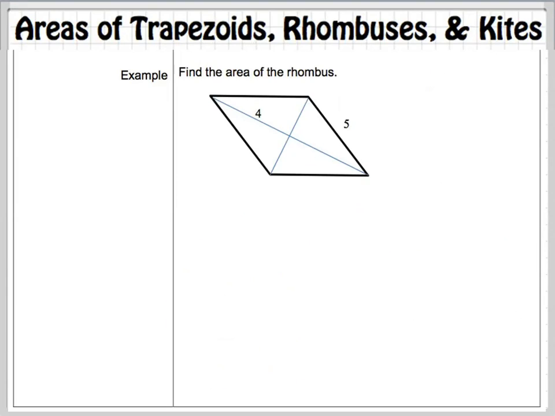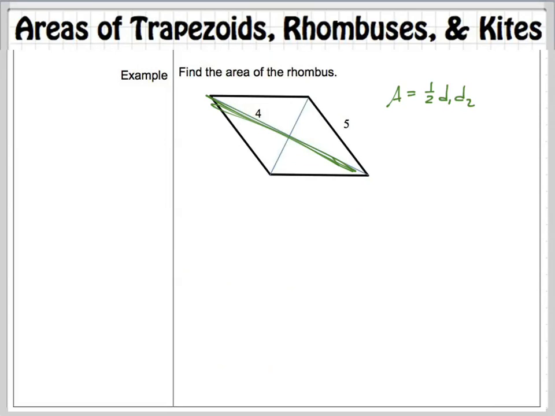Okay, so here's another rhombus. They only give us this measurement and this measurement. How are we going to find the area? I mean, we know that the formula to find the area of a rhombus is 1/2 times one diagonal times the other diagonal. And so here's one diagonal right here, and here's one diagonal right here. Do we know the lengths of any of those diagonals? Yeah, which one? That one.